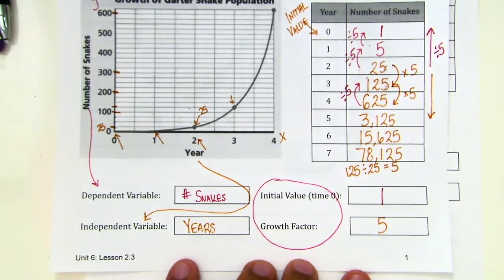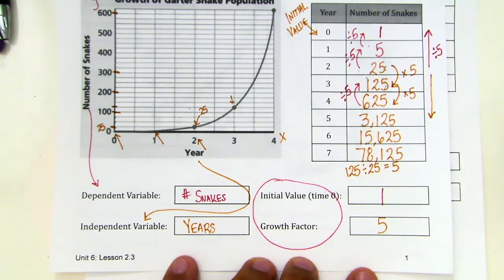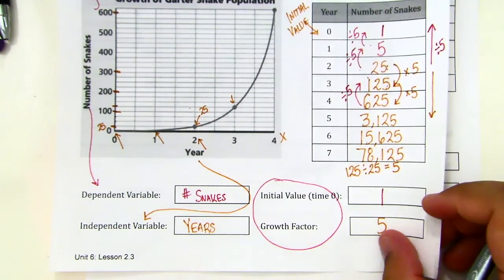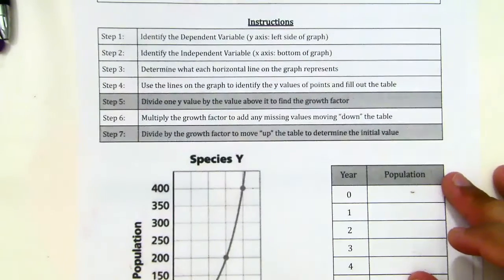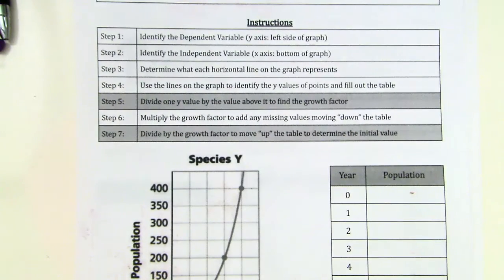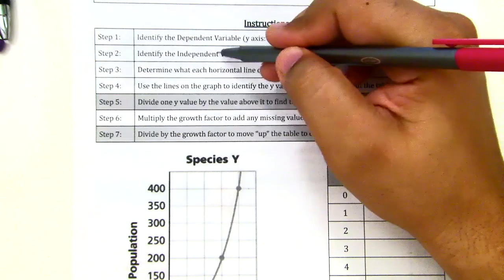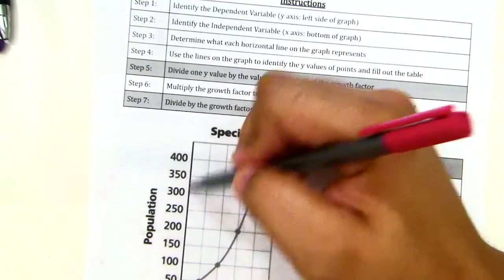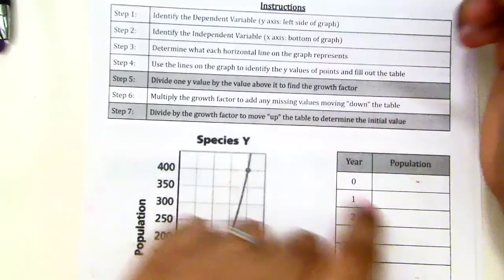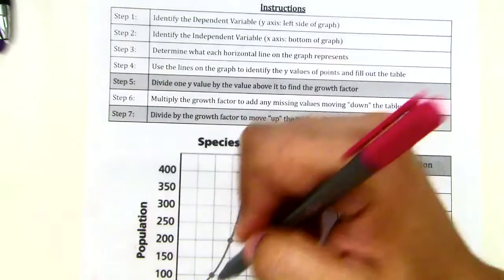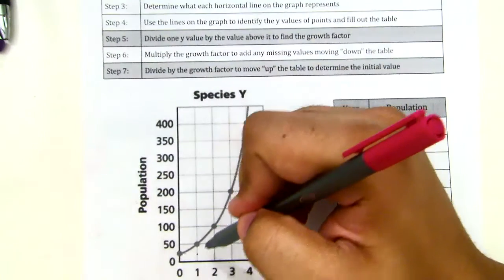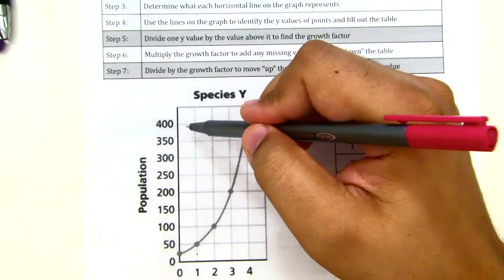So if you have to rewind or replay this example, watch it again and see how I did it, moving down the table and moving up the table. You're going to practice the same exact thing on the next 2 pages. I also have some instructions typed at the top of the next page to help you. First step, figure out your dependent variable. Figure out your independent variable. Try to figure out how these horizontal lines are marked. In this case, they're all marked, so it's not too big of a deal. Then you're going to use those lines to figure out the y values of the points, according to these lines.